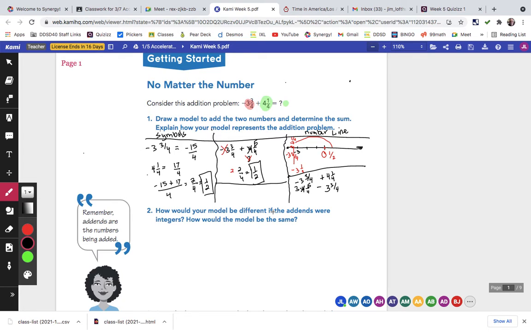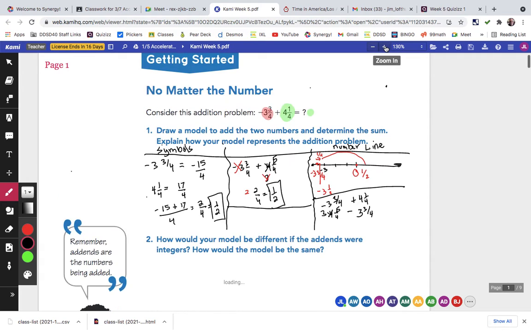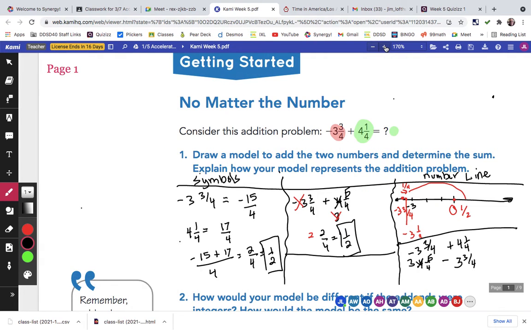For example, I had what I call a symbolic way of thinking of it, changing negative 3 3/4 to negative 15/4 and 4 1/4 to 17/4, recognizing that we're adding the numerators, the negative 15 plus 17. The difference is 2. One of them is positive, one of them is negative. And 2/4 simplifies to 1/2. That's one way.